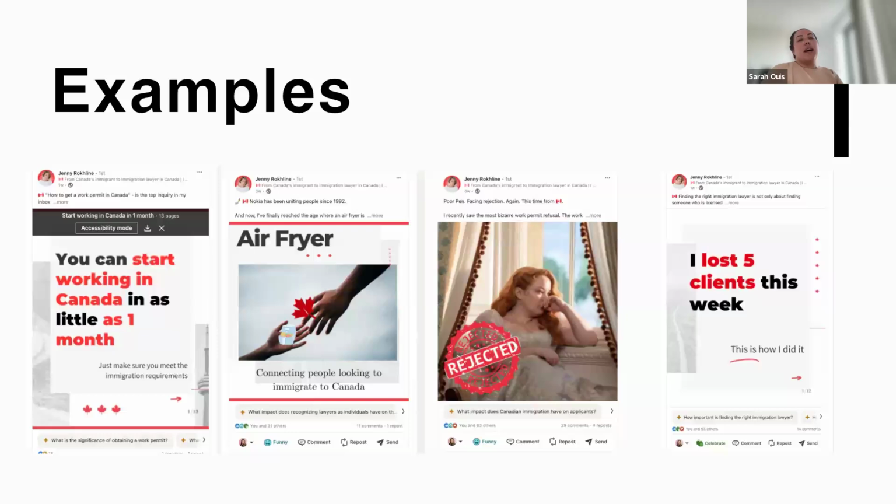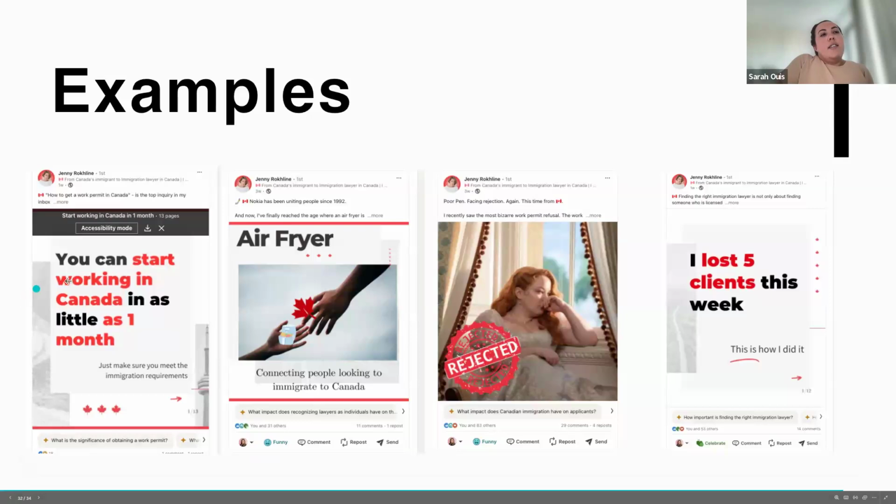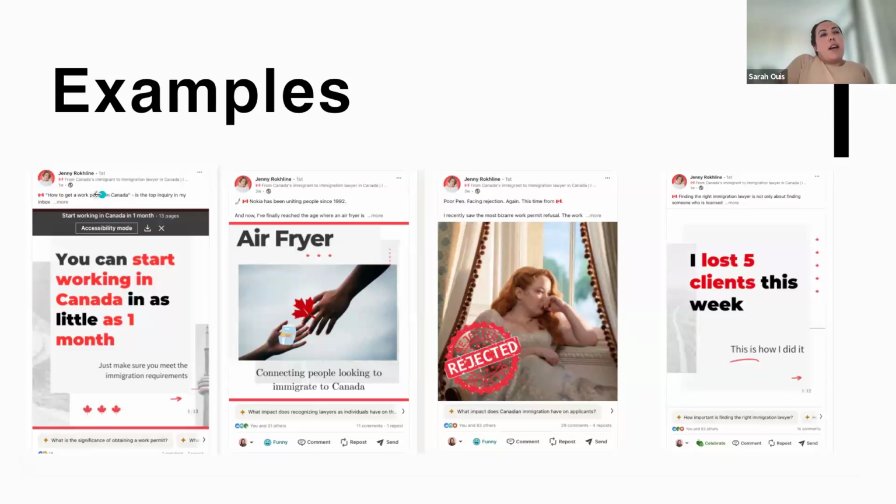So Jenny is one of my ex-clients. She's in immigration in Canada, and as you can see on the screen, this is a carousel, this is the PDF, and these are single images, and this is another carousel. But as you can see, it's very clear, even from her headline, from her first line here, she talks about immigrating in Canada, and she targets business owners. You can see on this one, it's very educational, right? An increased likelihood of achievement. You can start working in Canada in as little as 1 month.